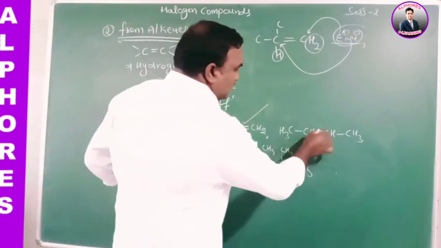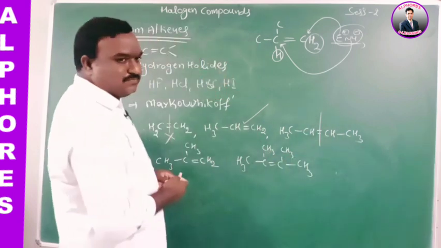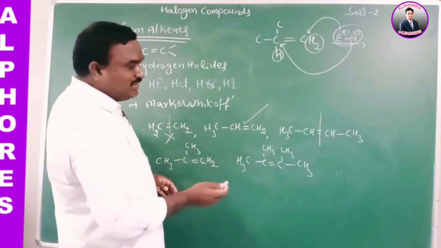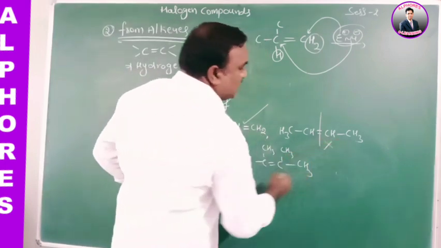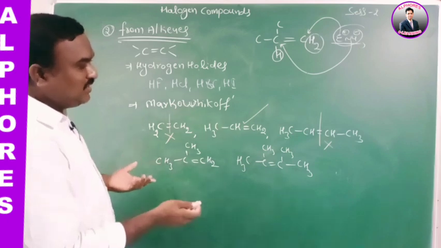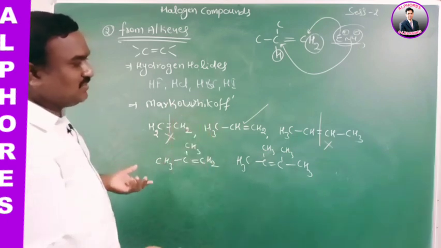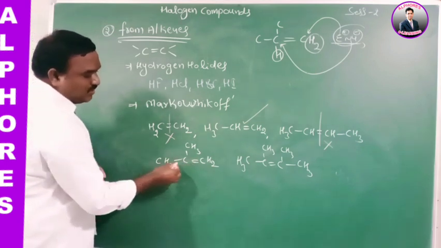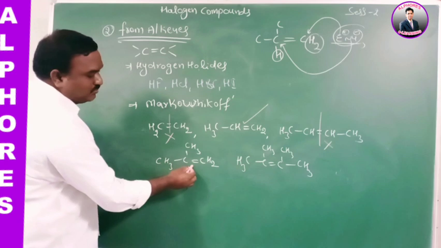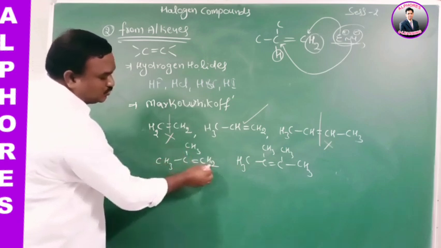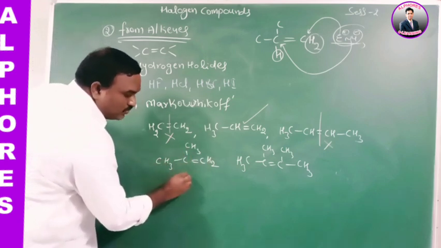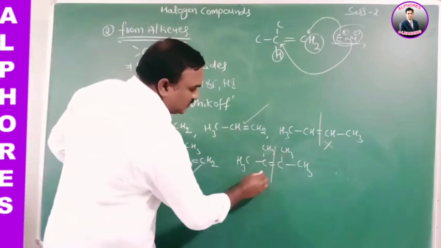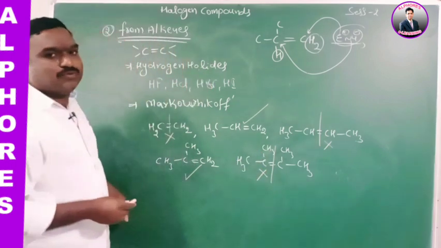If you take this one, having the same nature on the right side and left side, the given compound is a symmetric compound. For a symmetric compound, the Markovnikov rule is not applicable. If you add the electrophile to the left side carbon or the right side carbon, it doesn't matter. Is the given compound symmetric or unsymmetric? Unsymmetric. Here are methyls, here a CH2 group. The Markovnikov rule is applicable for this one. Here a symmetric compound is given, so the Markovnikov rule is not applicable.